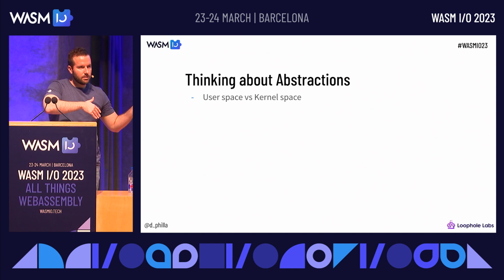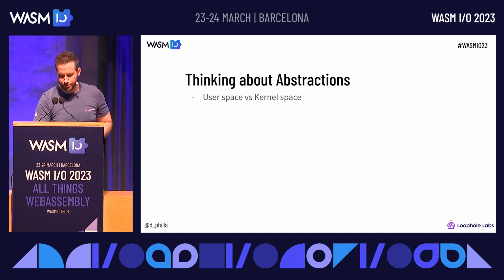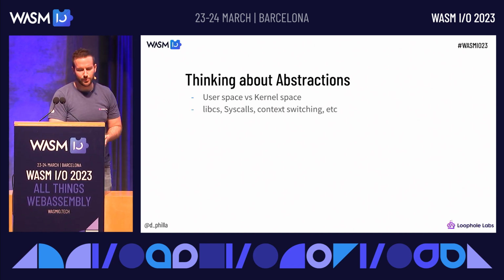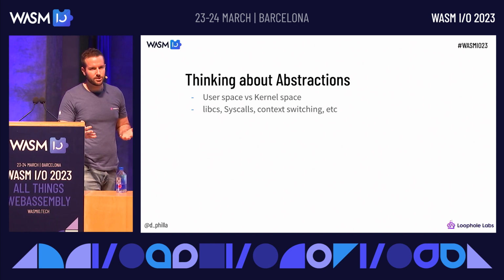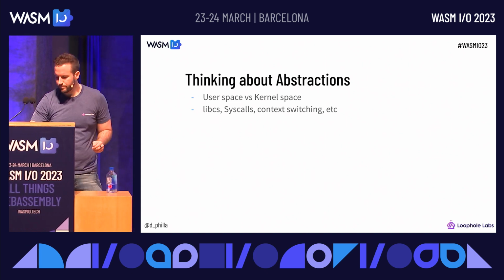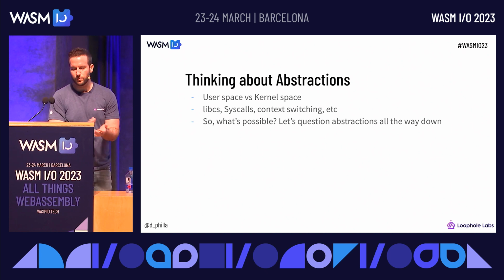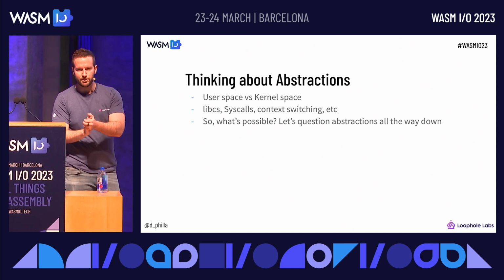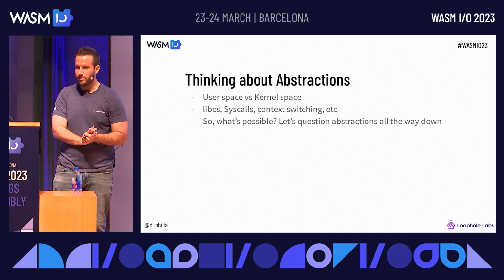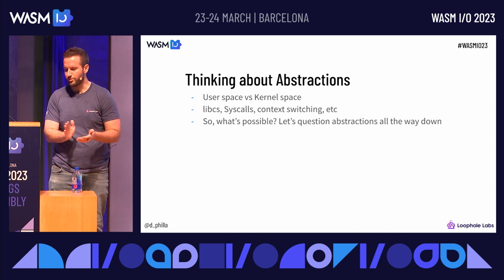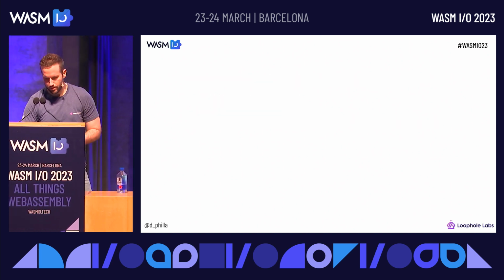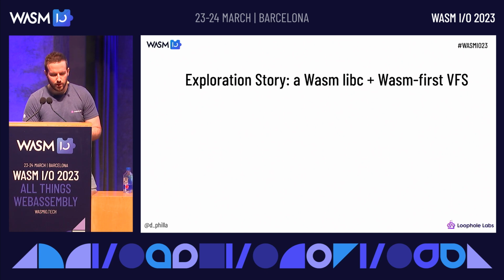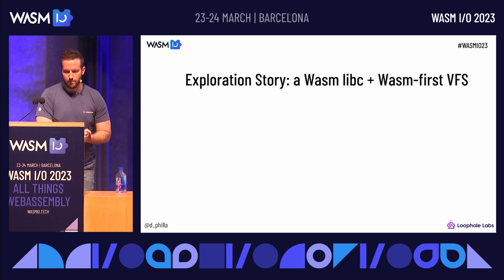So if we go back, Linux abstractions, we have kernel space and user space. We have libcs, we have syscalls. We have context switching, which can be expensive. So what's possible, right? Like I was saying about the spirit of this group of people, maybe we should and can question all of the assumptions all the way down. So I'm going to talk about a little bit of exploration that we did.